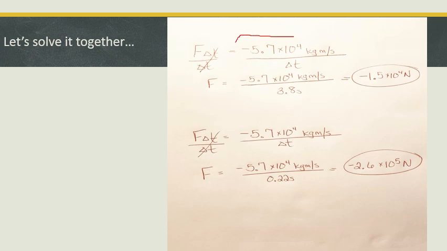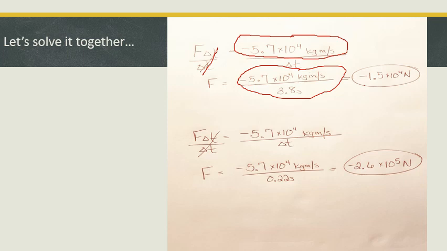So I used the same change in momentum, which was the negative 5.7, actually it was 5.72, sorry, times 10 to the 4th. And I set it up with force times the change in time. I divide by the change in time, cancels that out. And now I'm going to do the hard braking. And the time for the hard braking was 3.8 seconds. So I'm going to divide this again. And I'm going to come up with negative 1.5 times 10 to the 4th newtons.